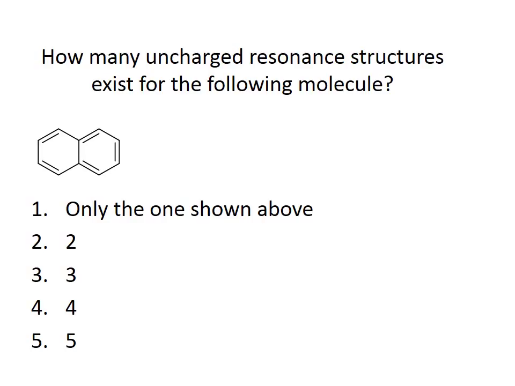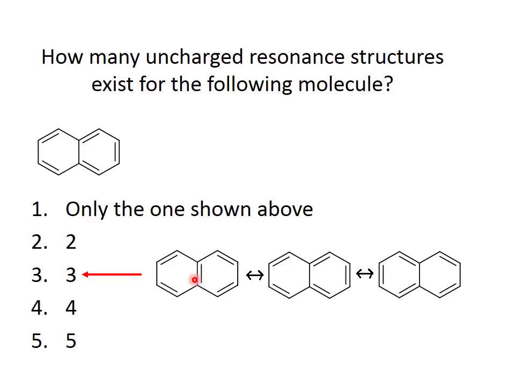Okay, if we look at this problem, how many uncharged resonance structures exist for this? So basically, what you're going to do is try to find all the different ways that you can put these double bonds in the structure. If you look at this molecule, we can have the double bonds here shift over one just in this ring. We could have this structure, and then over here we have all the double bonds shift over one. That gives us 3 resonance structures, and it's kind of trial and error to figure it out. There's no real systematic way to figure this out.